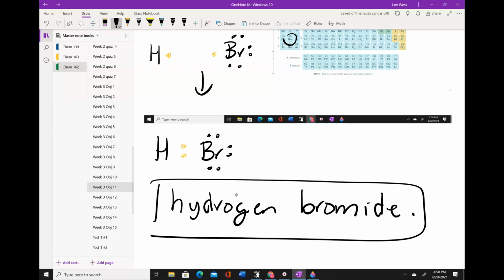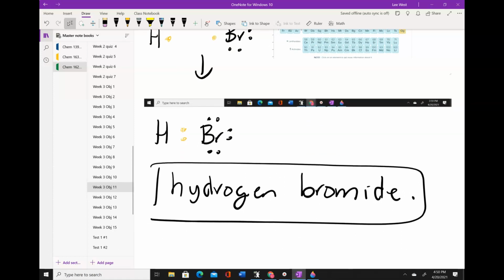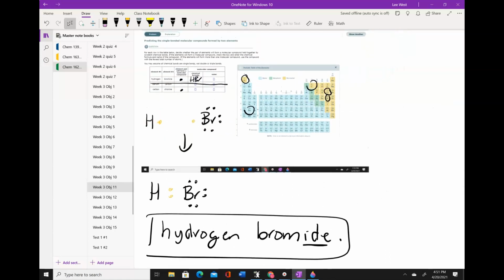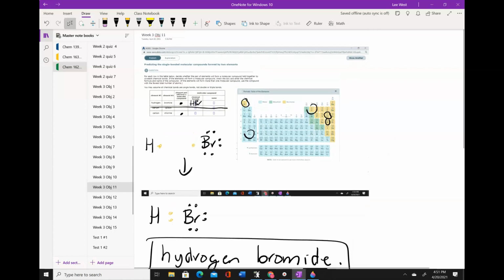We have to remember our naming from Chemistry 161. For compounds that begin with hydrogen that are not acids, we name them as though they were an ionic compound. We give hydrogen, and then we just give the name of the second element, and we change the ending to bromide. We don't need to include the prefix mono if our compound begins with hydrogen.